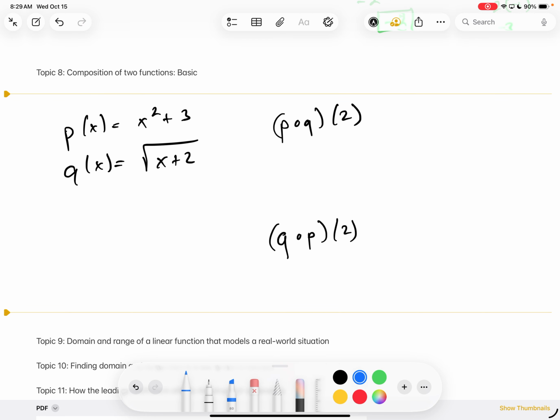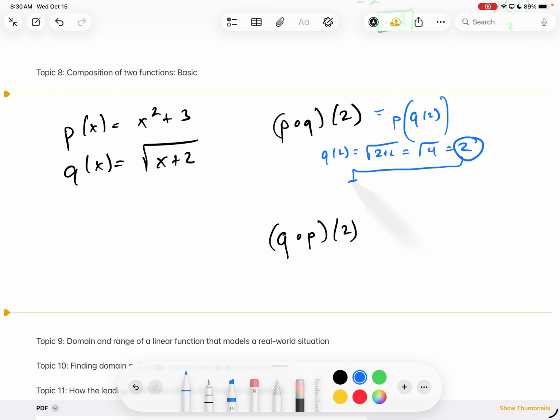Okay. So this is the composition of functions. What you are actually doing is working it backwards. You plug a 2 into Q, and whatever you get out, plug it into P. So to find Q of 2, I plug 2 into Q. That'd be the square root of 2 plus 2, the square root of 4, which is 2. So now I know Q of 2 is 2, so I take that and plug it into P. So 2 squared plus 3 would be 7, and 7 is my only answer here.